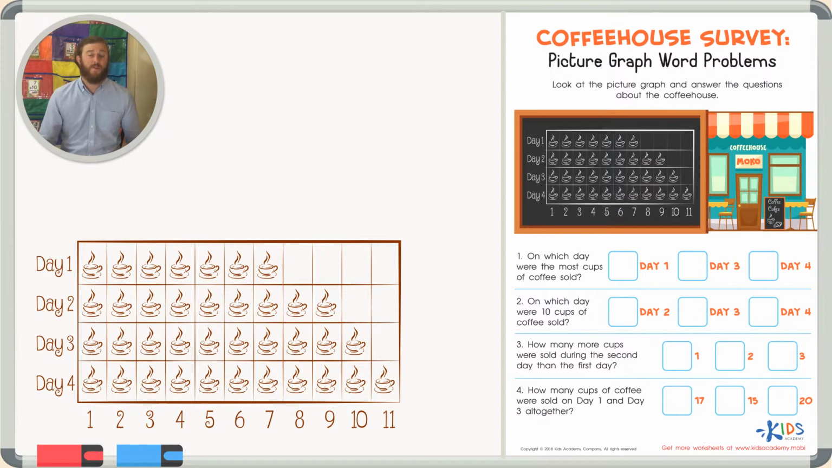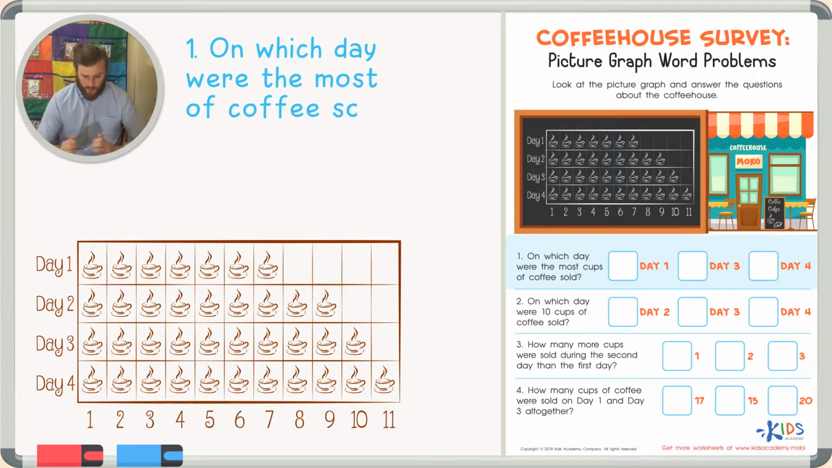Let's use this information about reading picture graphs to help us answer the questions. Let's read the directions and get started right away. Coffee house survey. Picture graph word problems. Look at the picture graph and answer the questions about the coffee house. Okay, let's look at the first question. On which day were the most cups of coffee sold?